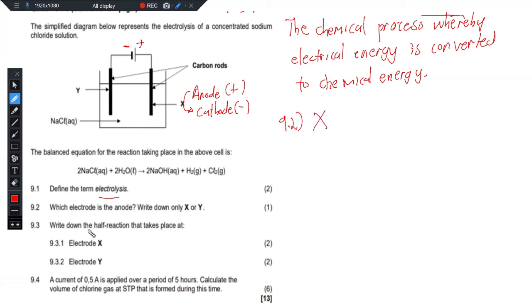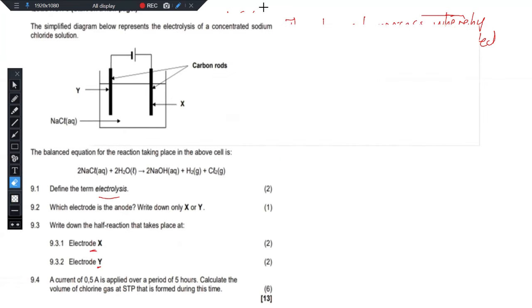Then 9.3 says write down the half reaction that takes place at electrode X and electrode Y. Now this one also, it's a very interesting one here. So it's not like any of the other cells here, because as we can see here, we have NaCl and then we have H2O. So we have two of this reacting. They are trying to do an electrolysis of the concentrated sodium chloride solution. So they have to add water there.